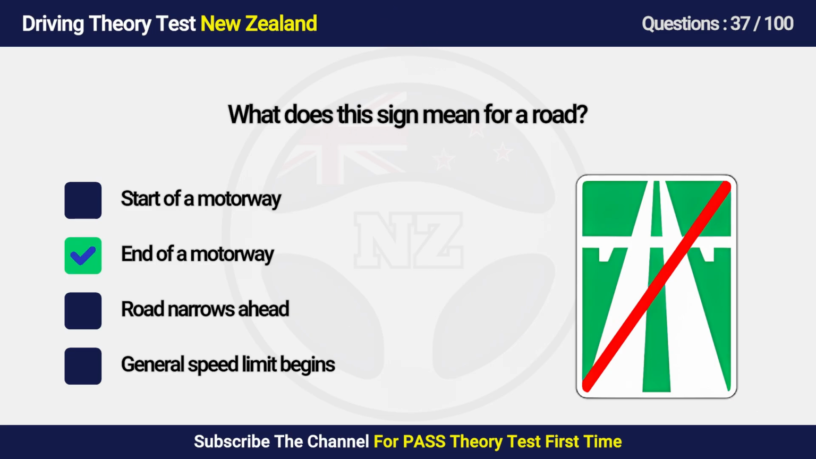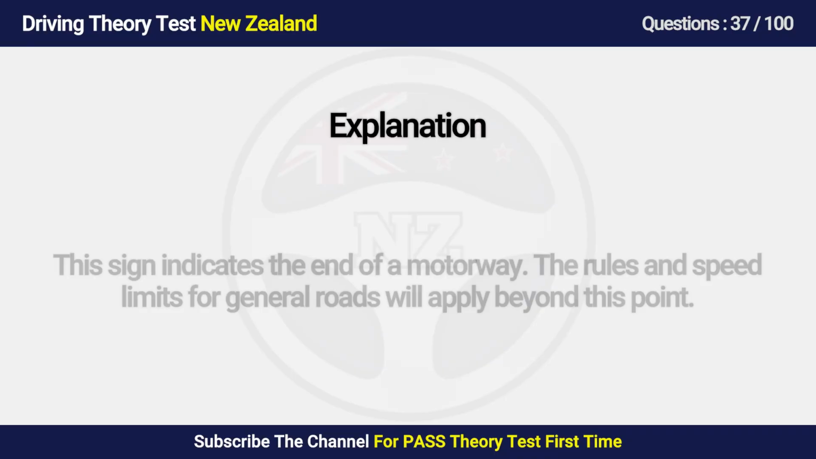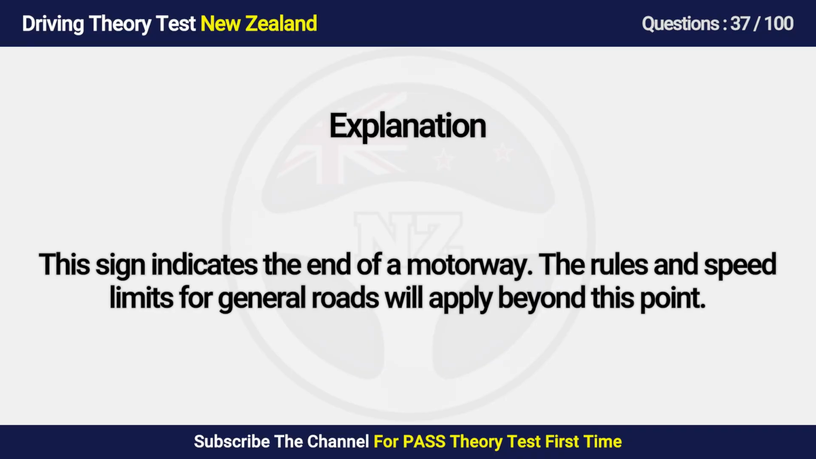Answer is B. End of a motorway. This sign indicates the end of a motorway. The rules and speed limits for general roads will apply beyond this point.